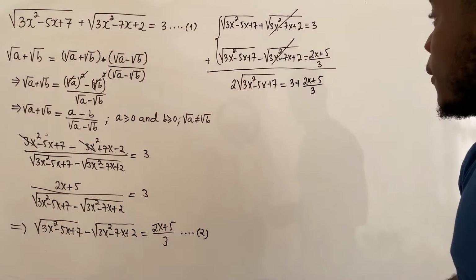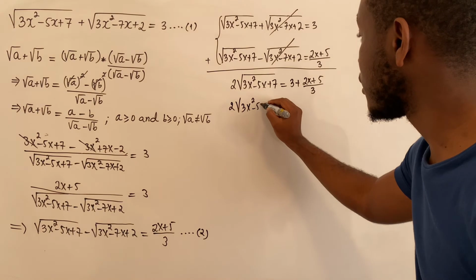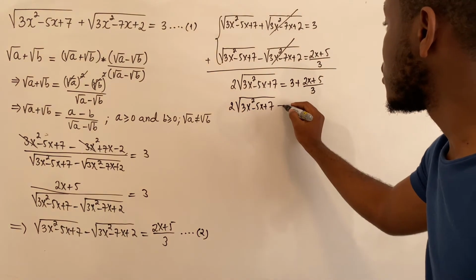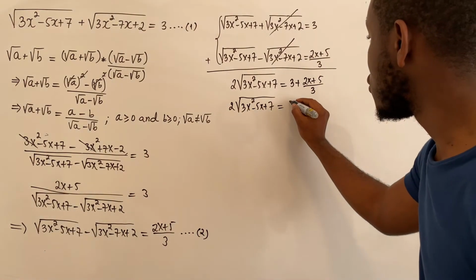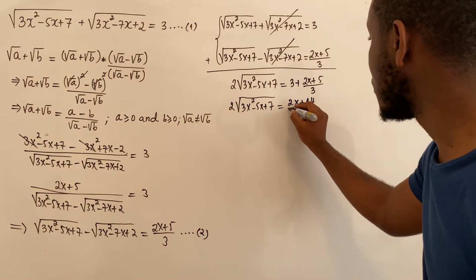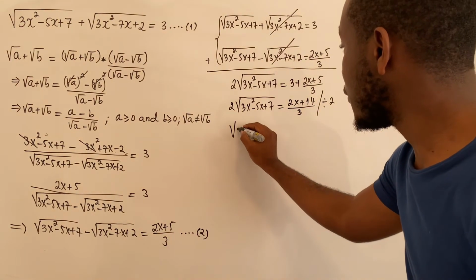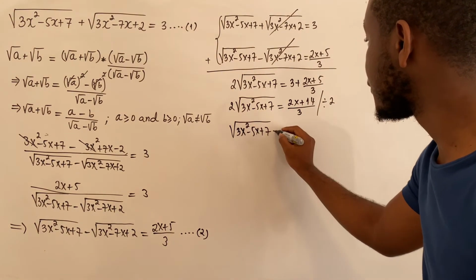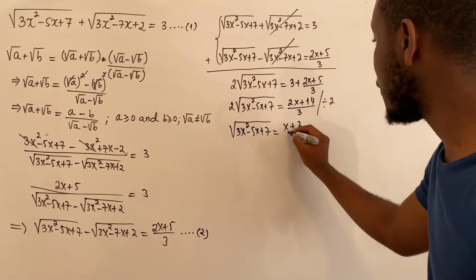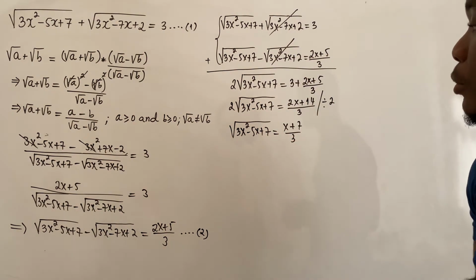All right. And now we can simplify the operation on the right side. If we cross multiply, this will be 9 plus 5, it's going to be 14. So we have 2x plus 14 over 3. If we divide both expressions by 2, we only have the square root of 3x squared minus 5x plus 7 equal to x plus 7 over 3. All right. So we reduce all that into this equation, which becomes now easy. So we can square both sides.